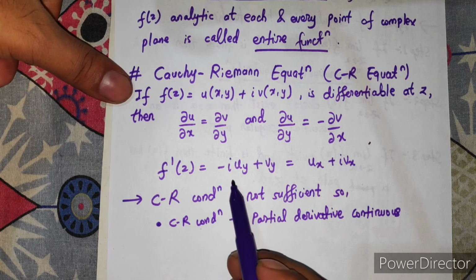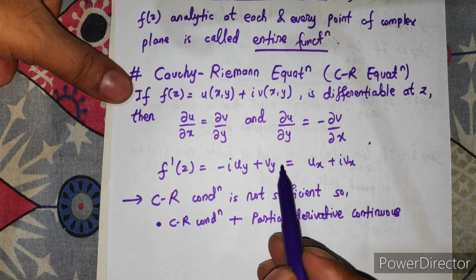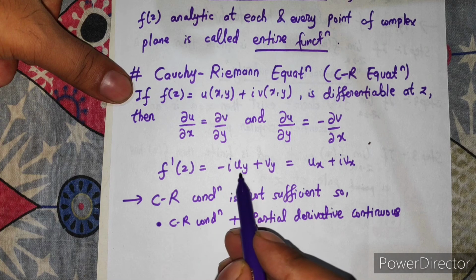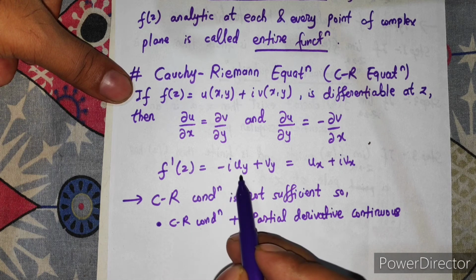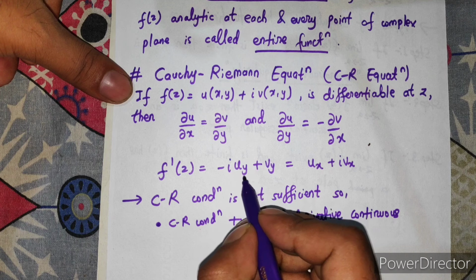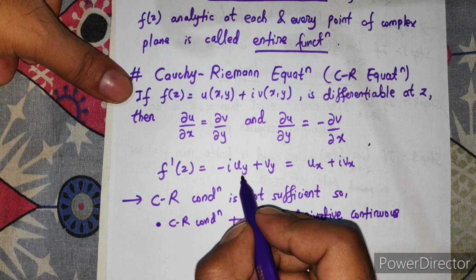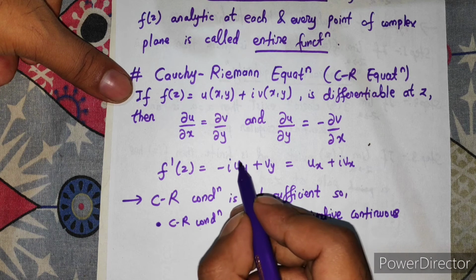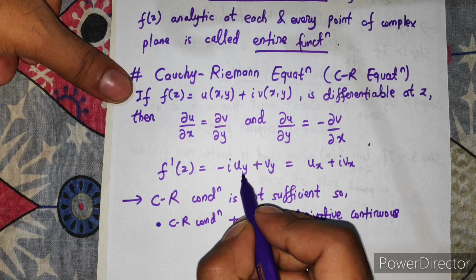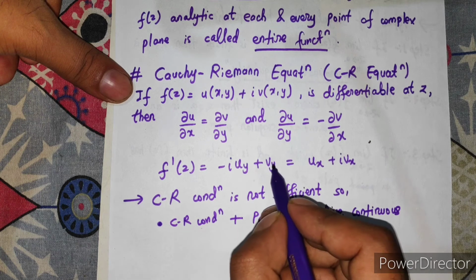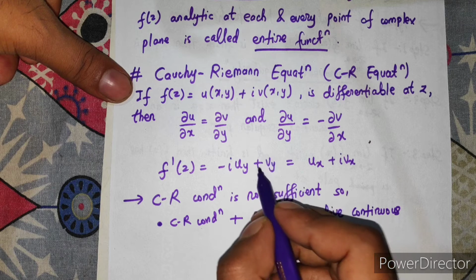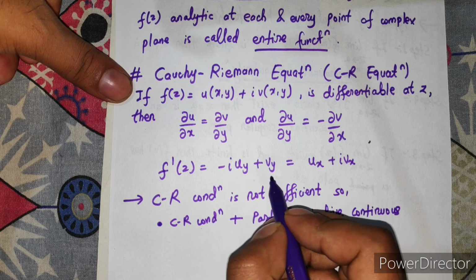That is minus i u_y plus v_y, meaning minus i into the partial differentiation of u with respect to y. This is the notation we use. If you are differentiating partially with respect to y, you write u with a small y at the bottom, and plus v_y, meaning you differentiate v partially with respect to y.